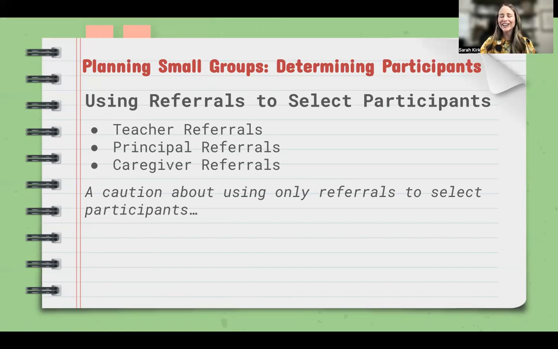Now, my caution here, if we only use these type of referrals to select participants, is that there can be equity issues. We know that students will fall through the cracks if we only use these types of referrals. There will be students that teachers never refer, or that caregivers don't know that they could make that referral, that sort of thing. So I really caution against only using referrals for your participants, because I want us to really provide an equitable opportunity for students to participate. Now, I didn't list it here, but I have had students come and make a self-referral too, and that's great too.